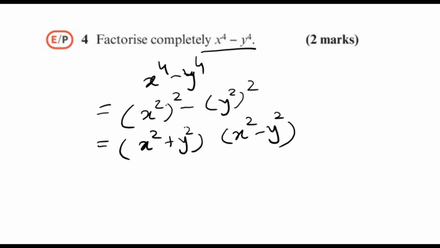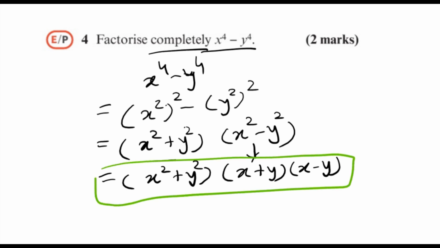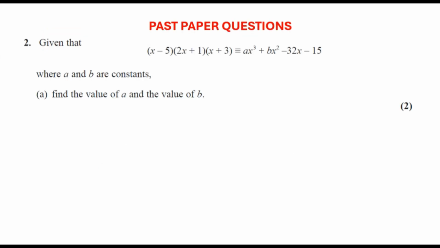minus y squared. Now we can't do anything with x squared plus y squared, but we can further simplify x squared minus y squared because both are square terms. So x squared plus y squared and then x plus y, x minus y. Because they are asking to factorize completely, we have to factorize again here, and this is our answer.